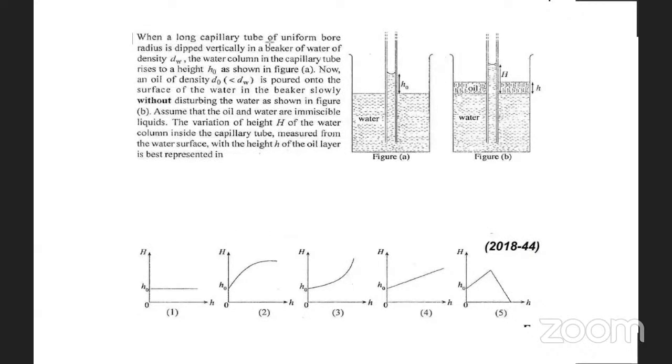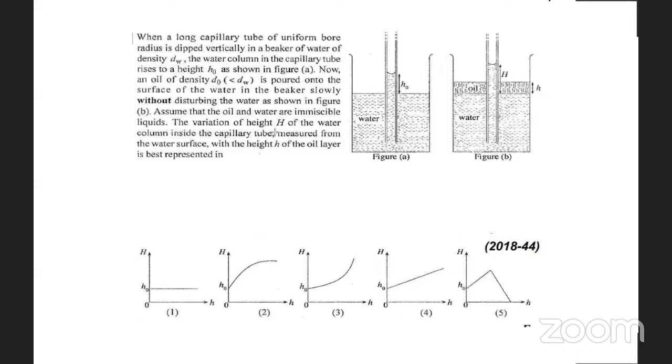When a long capillary tube of uniform bore radius is dipped vertically in a beaker of water of density dW, the water column in the capillary tube rises to a height of h0, as shown in the figure. Now, an oil of density d0 is poured onto the surface of the water in the beaker slowly without disturbing the water, as shown in the figure. Assume that the oil and water are immiscible liquids.